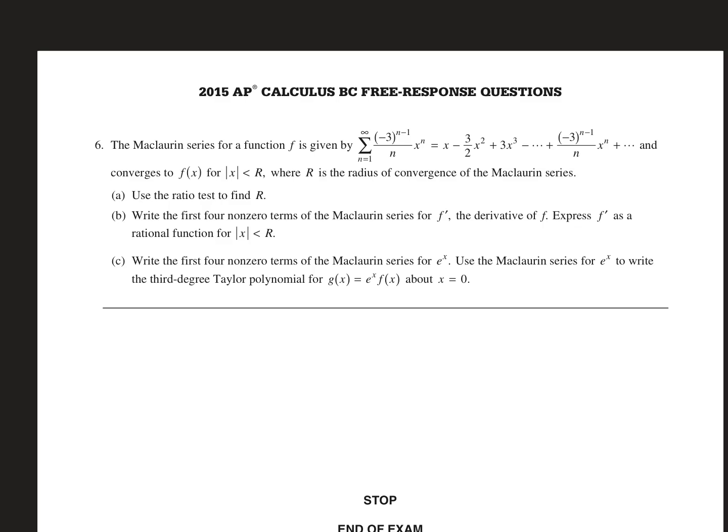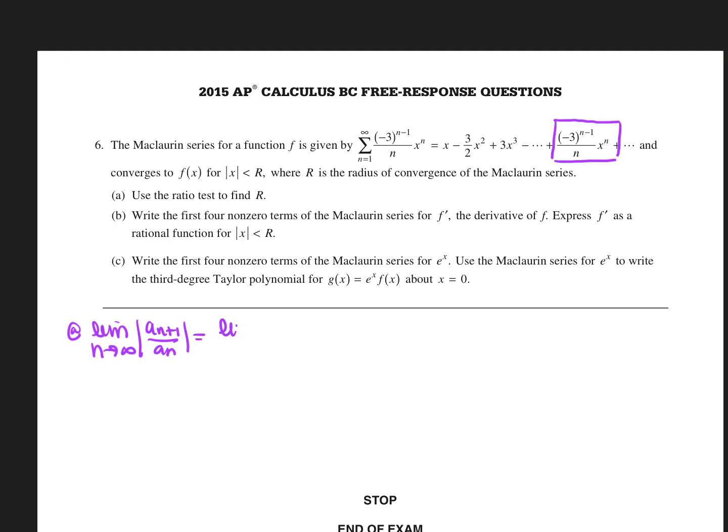This is the 2015 question. That's a Taylor polynomial. So part A, they want us to find the radius of convergence using the ratio test. So first thing we notice here is our general term, which is going to be used for the ratio test. So for part A, the limit as n goes to infinity of a_{n+1} over a_n.